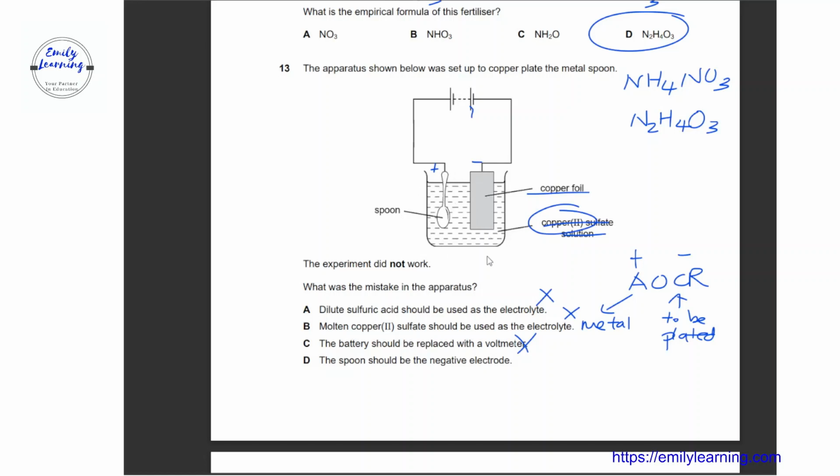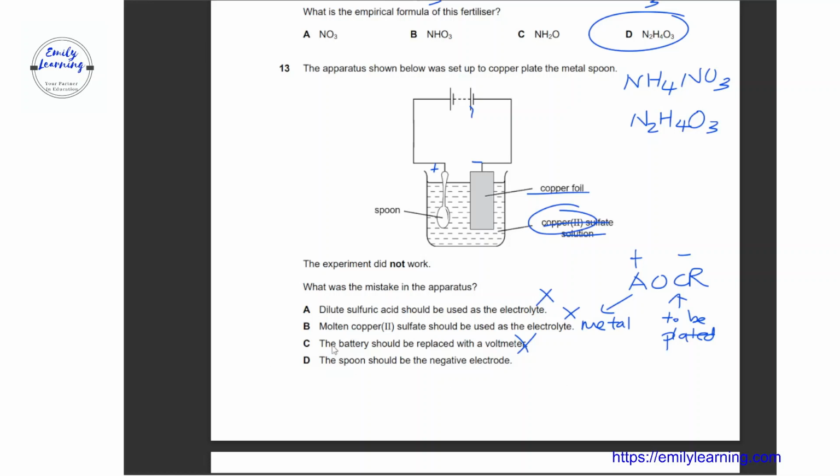That means they need to be made of different metals in order for it to work as a cell. Maybe it works because they are different metals. Maybe the spoon and the copper foil are different metals. But no, we want to coat the metal spoon with copper. We do not want this to be used as a battery.